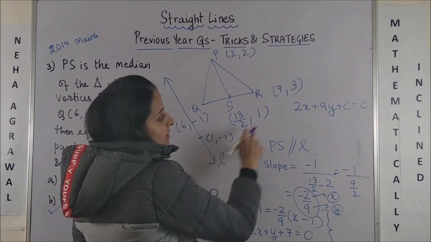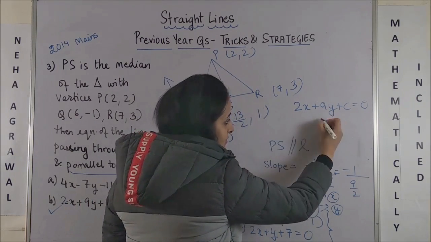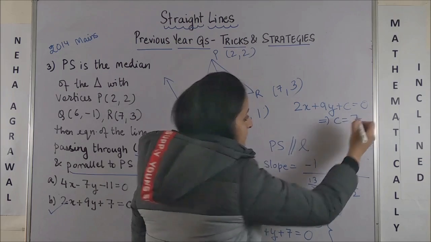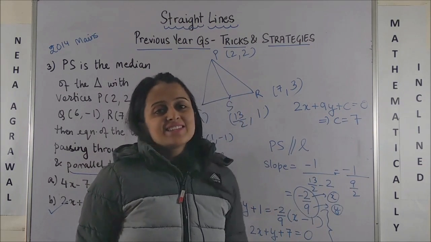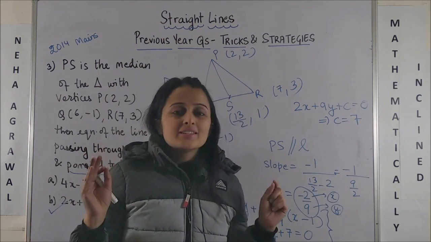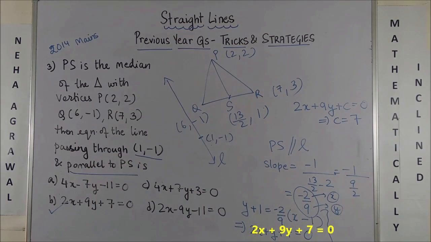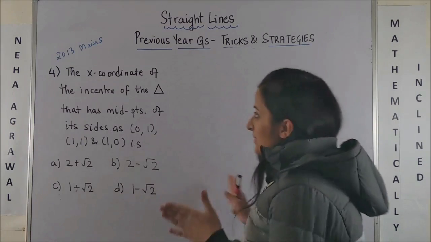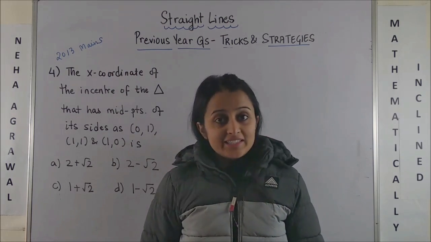You know 1, minus 1 satisfies this. On solving, you would get c is equal to 7 and that's it, the same answer. Have a look. Wasn't it so simple? Again, moving to question 4, it came in 2013 mains.